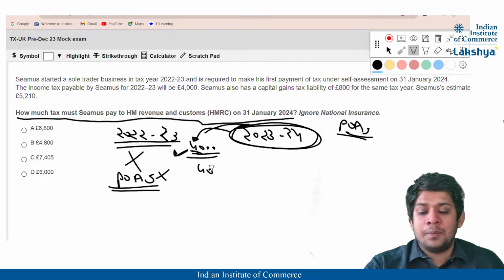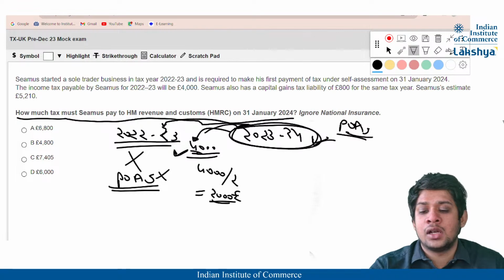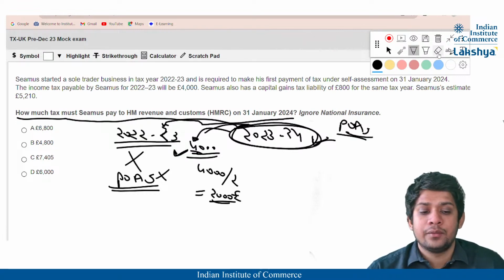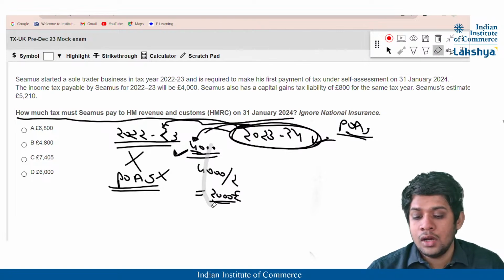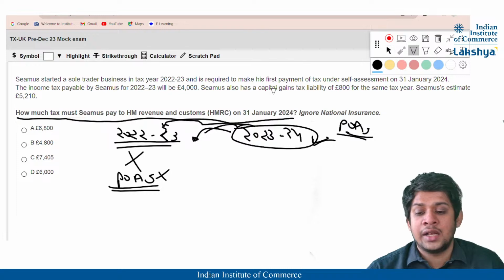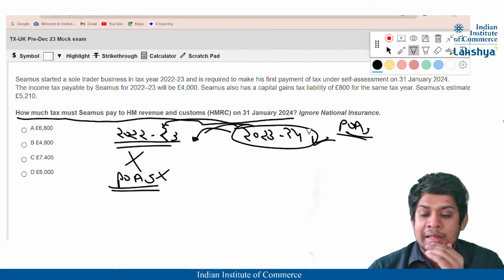So the POAs that I will pay in two installments: 4,000 divided by 2, that is 2,000 pounds each. For the tax year 2022-23, I will have no POAs, because in the previous year I have no relevant income tax liability. Because she just started trading in the tax year 2022-23.